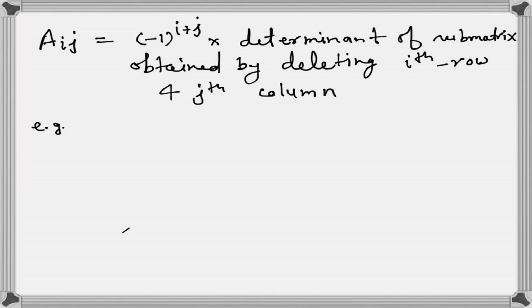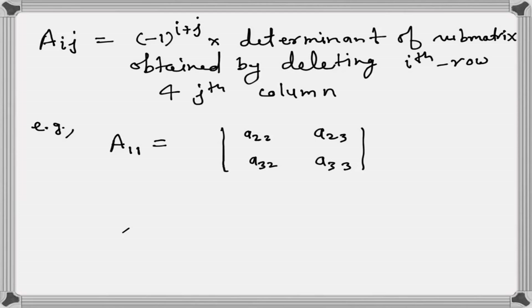For example, A11 is the cofactor which is obtained by deleting first row and first column, and this is defined as a determinant of a submatrix obtained by deleting first row and first column. So what do we get? We get A22, A23, A32, A33. So this is how A11 is defined.